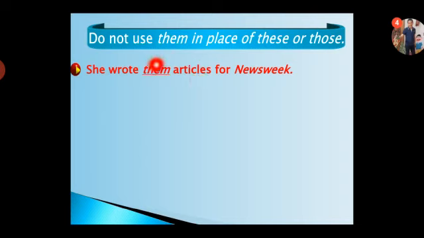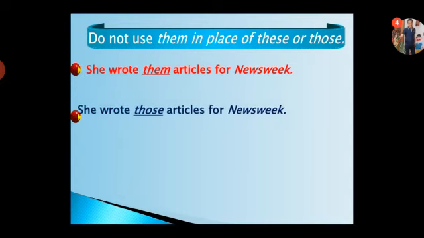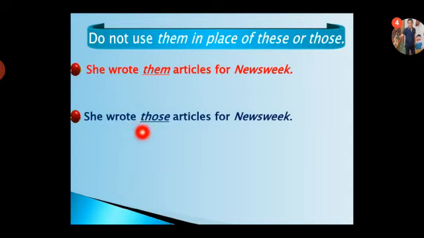But which one? The sentence has the verb wrote. It means the action started and finished in the past. So I have to use the demonstrative adjective which refers to the past. So I can say that or those. But which one is right? Of course, I'll choose those. Why? Because articles is a plural noun. Another example: She wrote those articles for Newsweek.